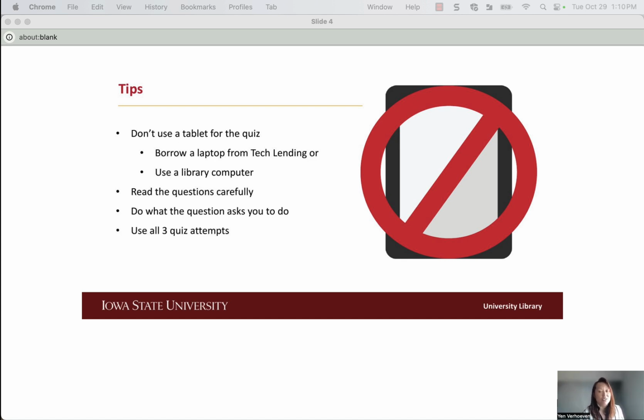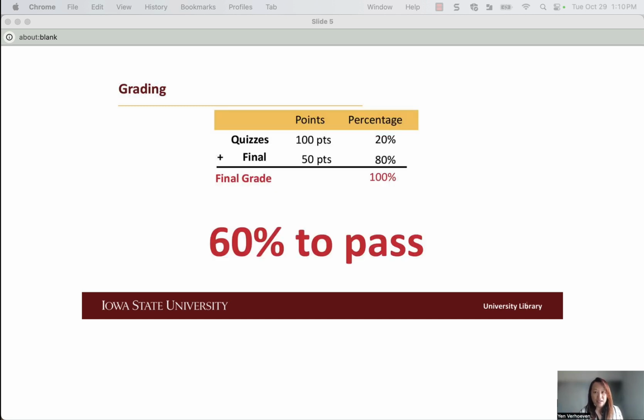We also want you to use all 3 quiz attempts to get 20 points, the maximum amount of attempts as possible, of quizzes as possible. And here's the reason why, okay? 80% of your grade is based on the final, and you can get a maximum of 50 points on that. 20% of your grade is based on 100 points from your quizzes.